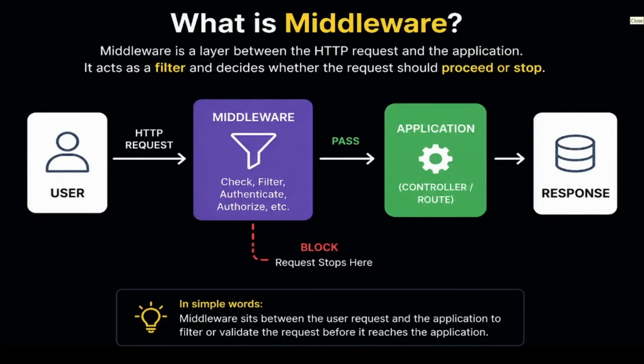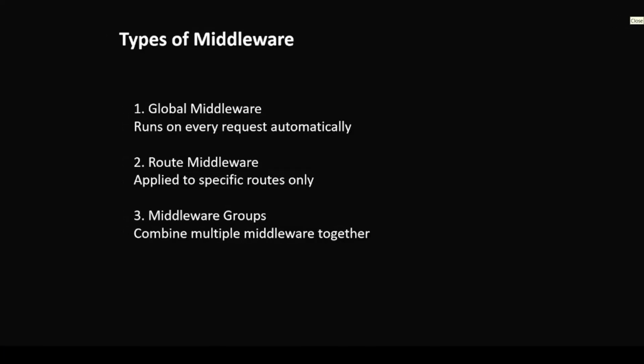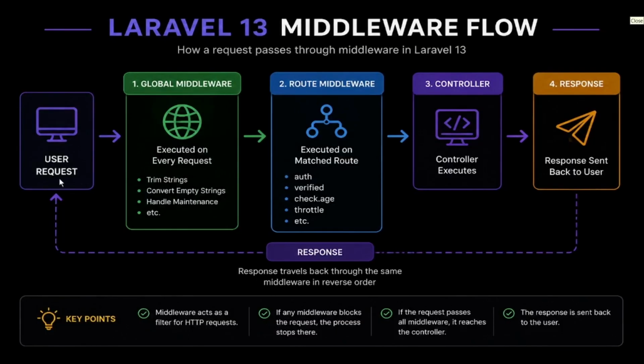So now we are moving to how many types of middleware there are. First is global middleware, which runs on every request automatically. Second is route middleware, which is applied to a specific route only, and group middleware, which is applied to multiple routes, like multiple middleware inside a group. You can see when the user makes a request, first of all it faces global middleware, which executes on every request, and then the specific route middleware, and then it goes to the controller, and then the response is sent back to the user.